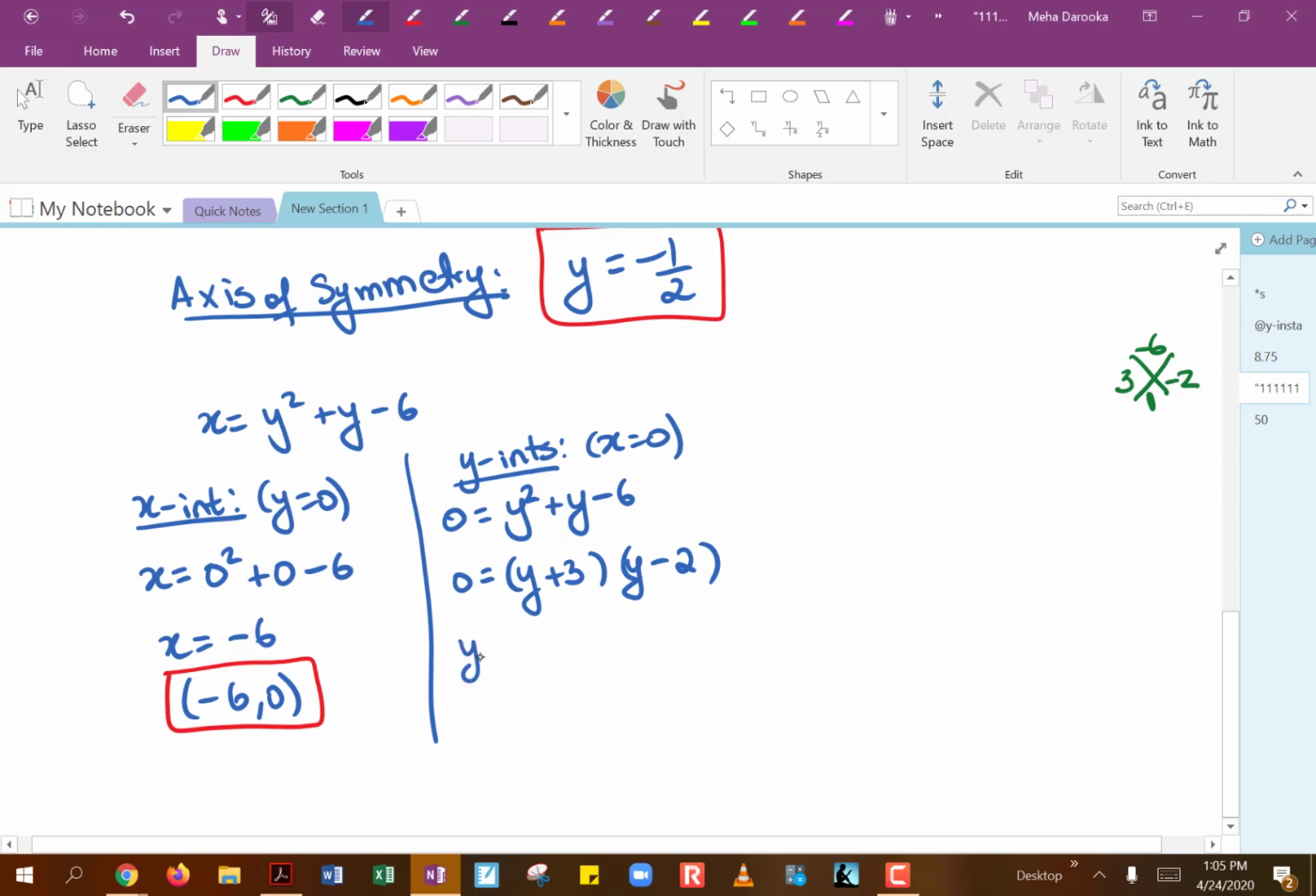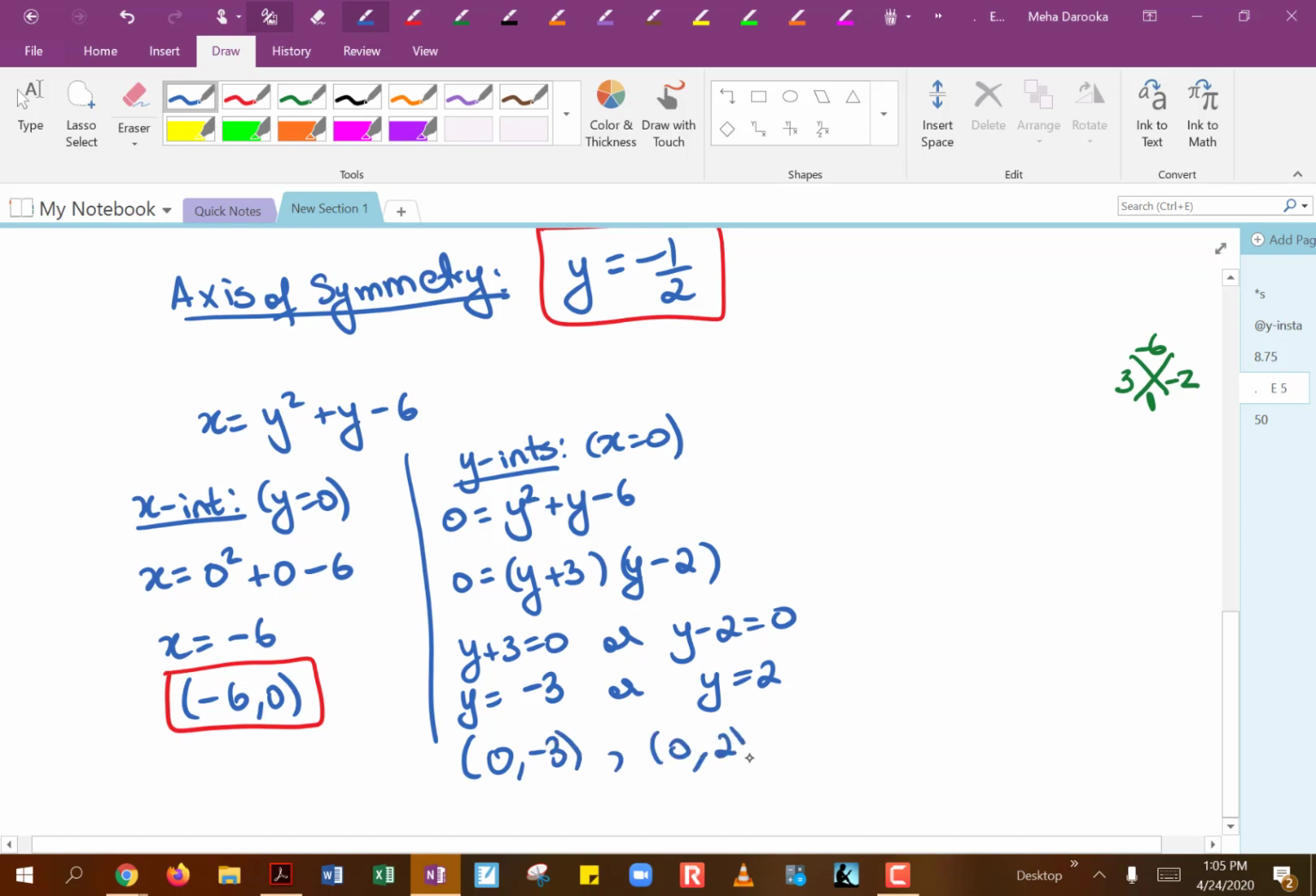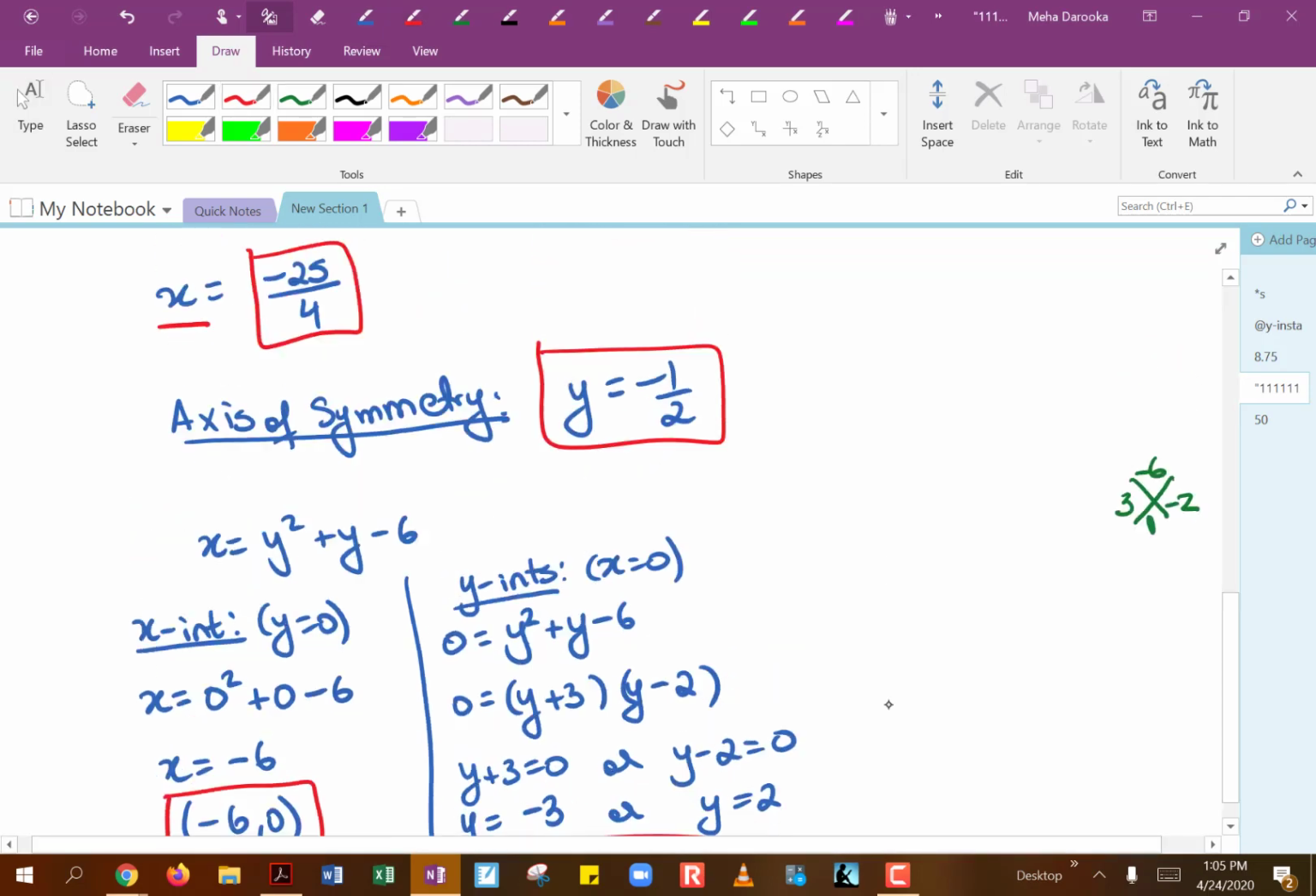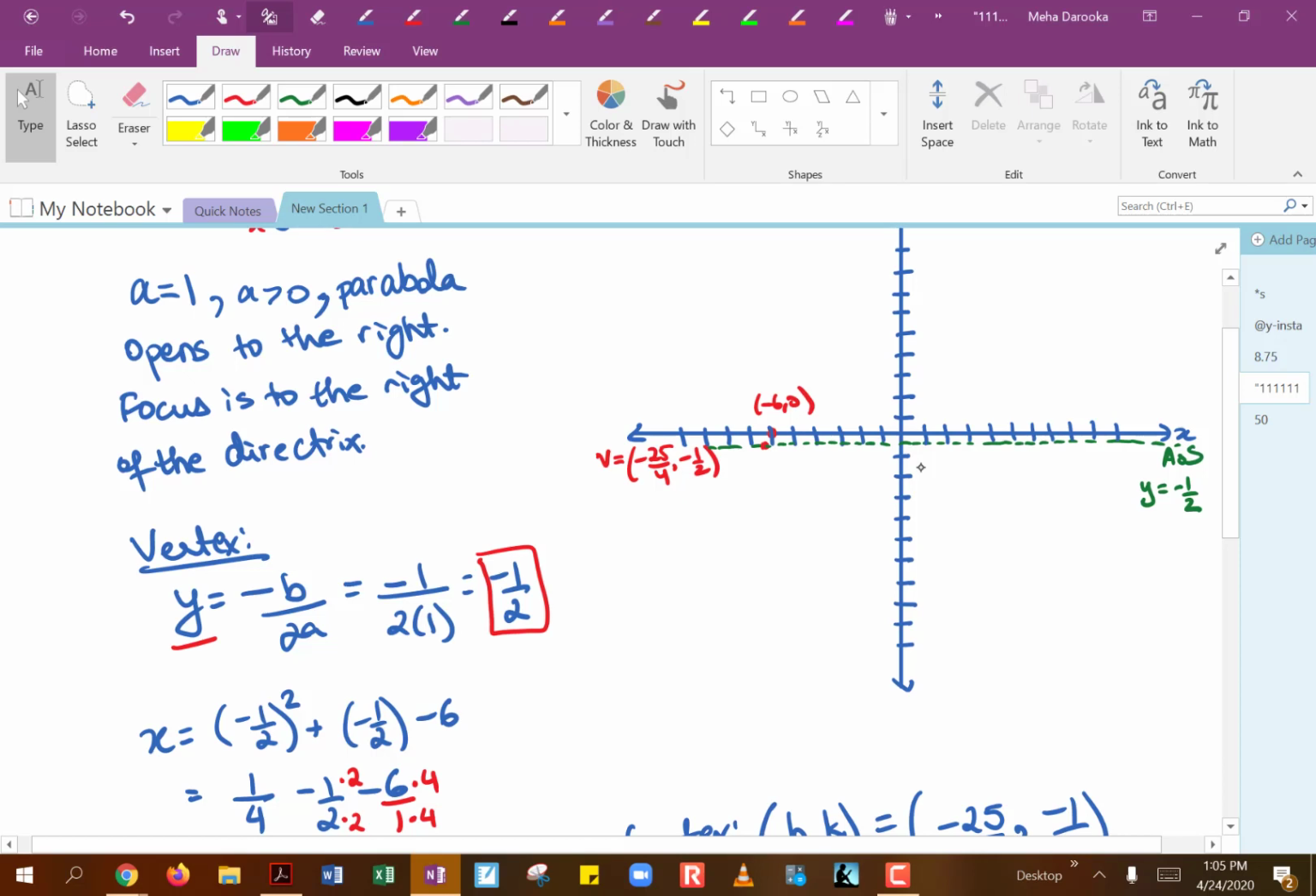Then you take each factor, set it equal to 0, and we will get y equals negative 3 from the first one, and y equals positive 2 from the second one. So that should be 0, negative 3, and 0, positive 2 as our two y-intercepts. So negative 3 and positive 2 are the two y-intercepts.